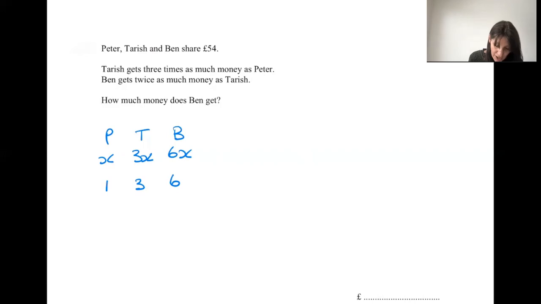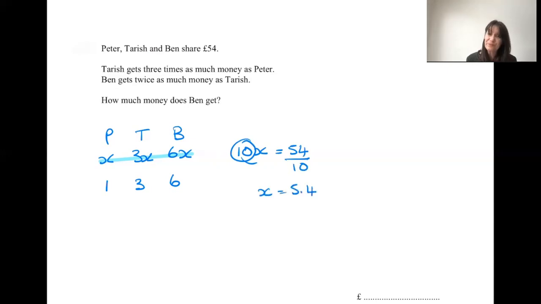Okay, so I know that all of this together will total 54 because they share that 54 between them. So if I add that, I'll get 10 x's. That equals 54. Divide through by 10 and x is equal to 5.4. So now I know what Peter gets.